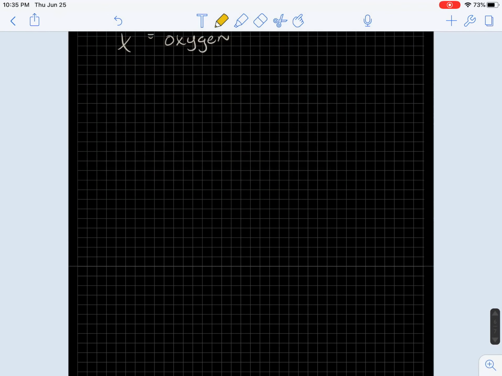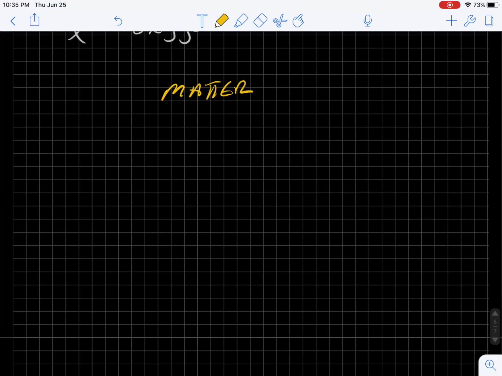There are 2 types of matter. So let's organize again our notes here. We'll say the 2 types. First type we call pure substances.